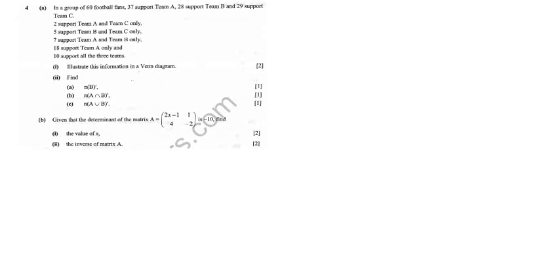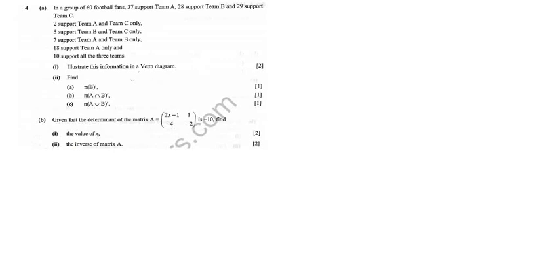team C. 2 support team A and team C only. 5 support team B and team C only. 7 support team A and team B only. 18 support team A only. And 10 support all 3 teams. Illustrate this information in a Venn diagram.